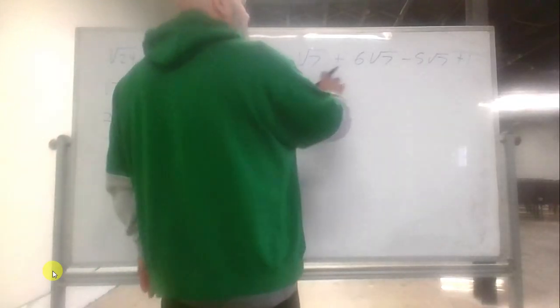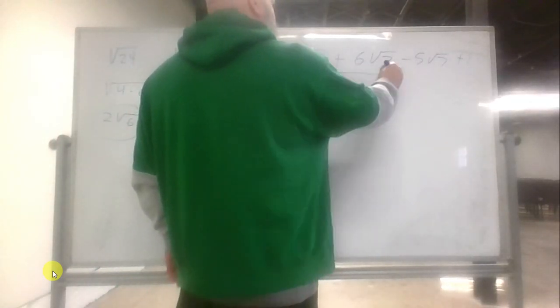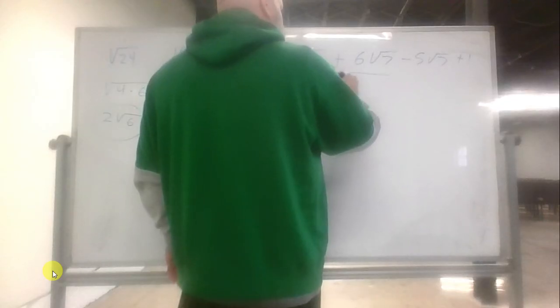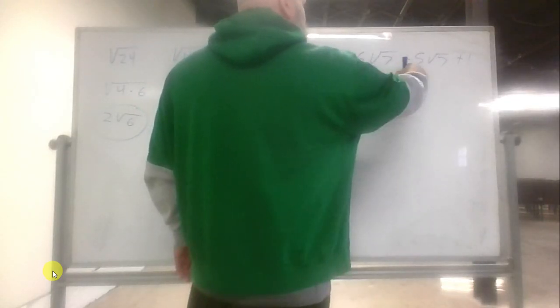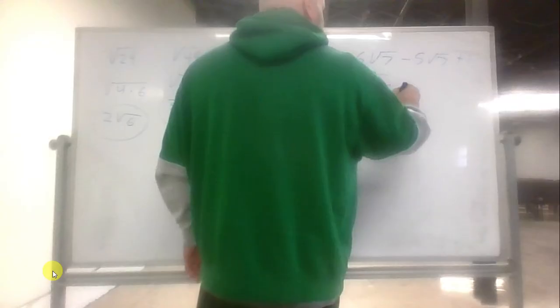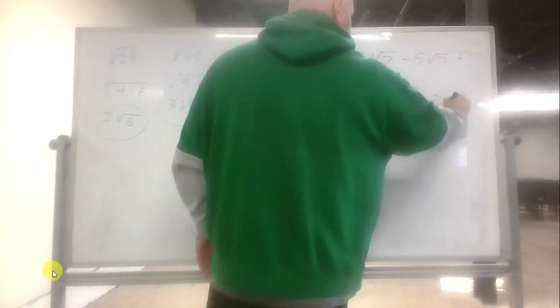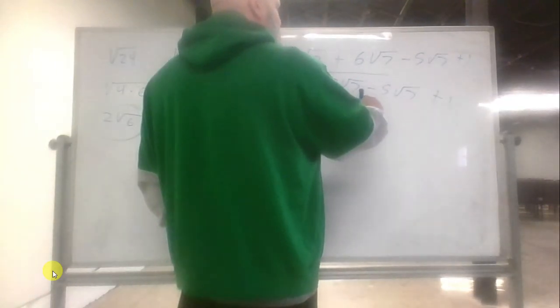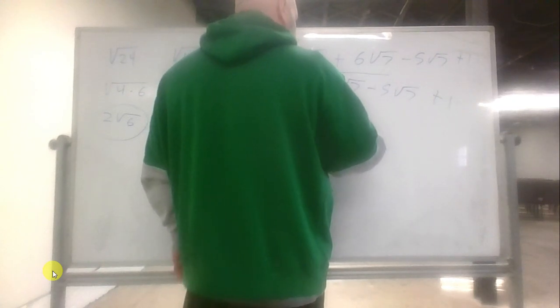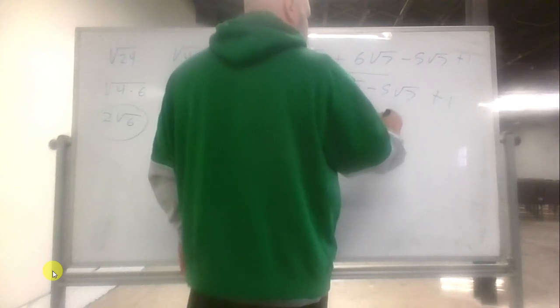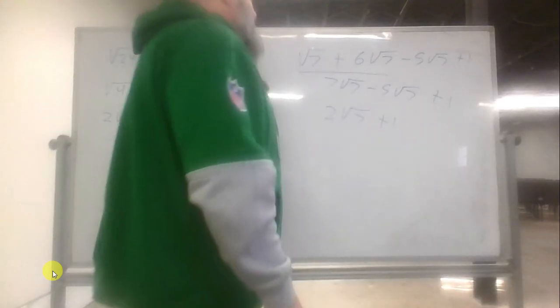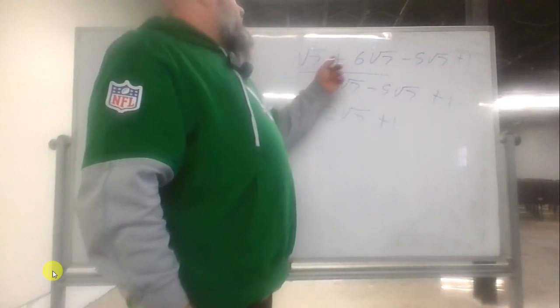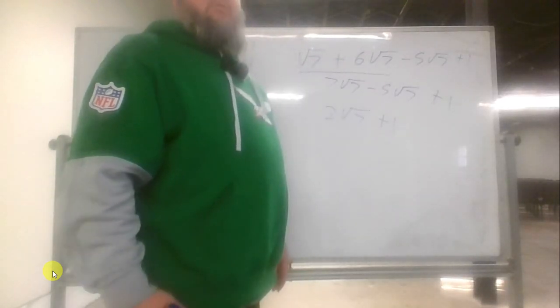So we have square root of 7 plus 6 square roots of 7. That right there will give us 7 square roots of 7 minus 5 square roots of 7 plus 1. Well, 7 roots of 7 minus 5 roots of 7 is 2 roots of 7, and then plus 1 goes on the end. Again, just a reminder, your radical part has to be the same or you can't add or subtract them.